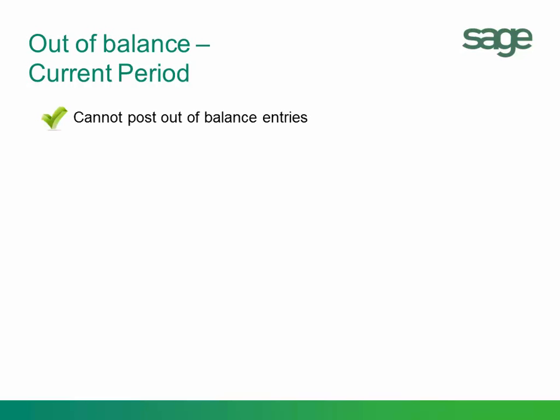An out-of-balance journal entry cannot post in General Ledger. Total debit entries must equal the total credit entries entered. You must correct an out-of-balance entry before updating General Ledger. You can recall and modify journal entries at any time until you complete the update process.